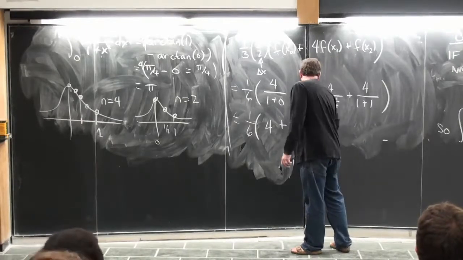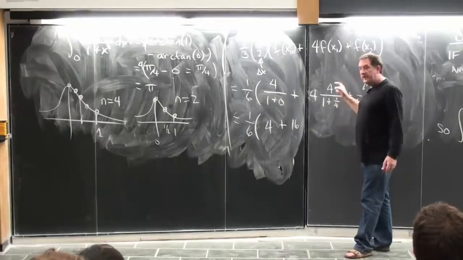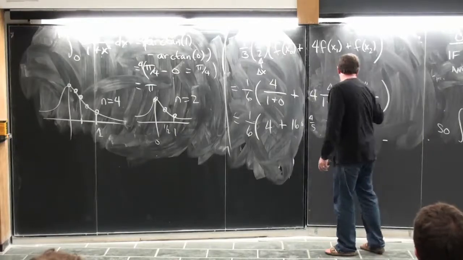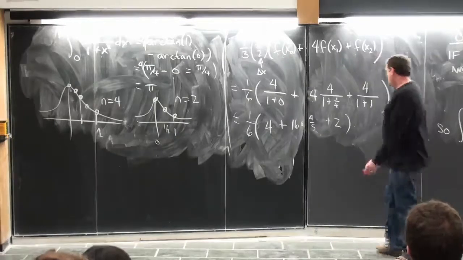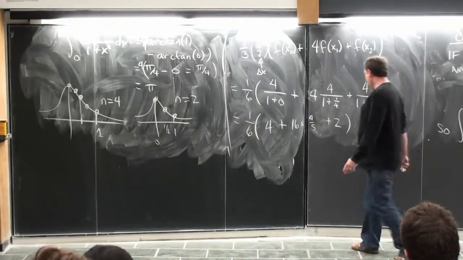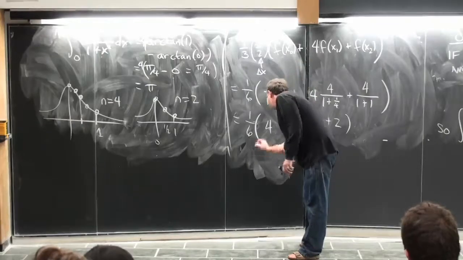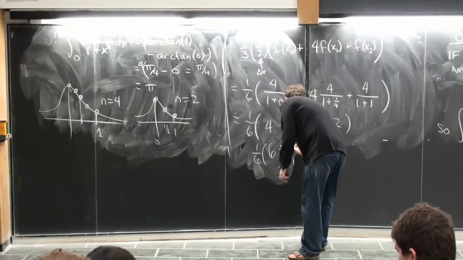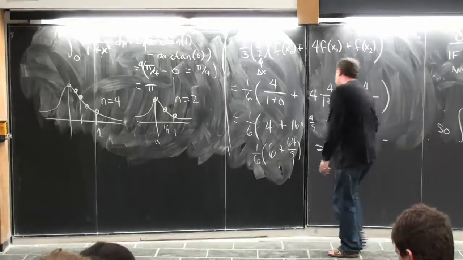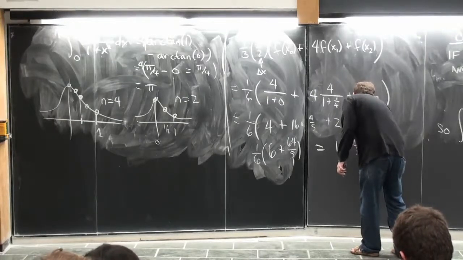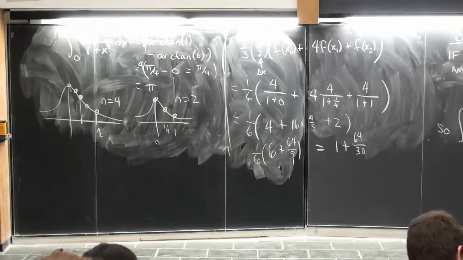16. So 1 plus a 1/4 is 5/4. I flip it, I get 4/5. And 4 over 1, that's 2. 16 times 4/5 is 64 over 5. So that's 1/6 times 6 plus 64 over 5. So that's 1 plus 64 over 30, which is around 3 and change. So it's about right.